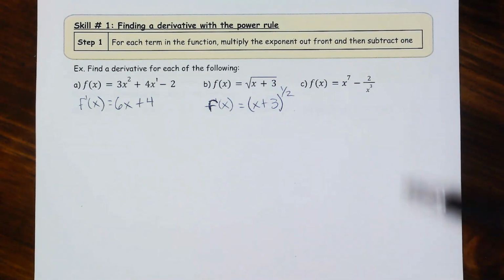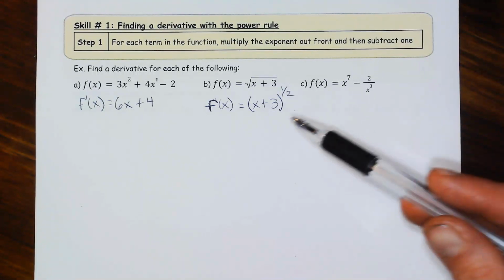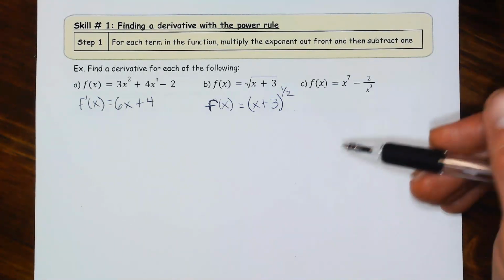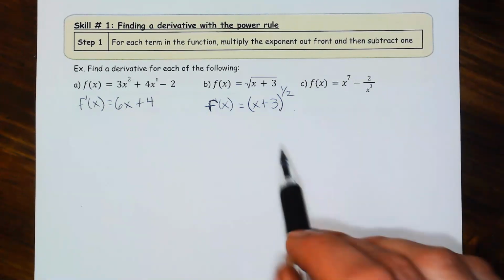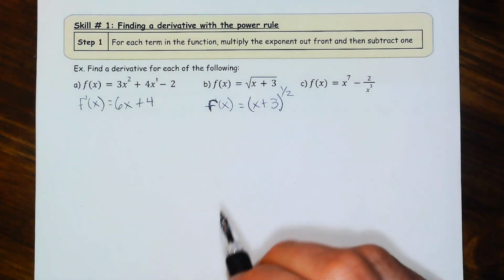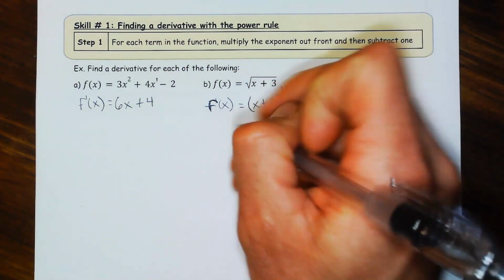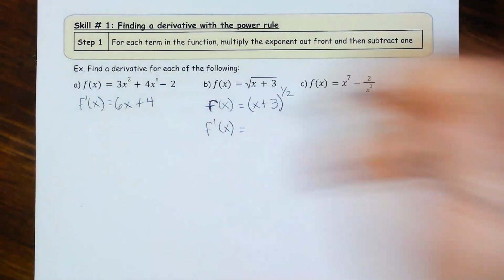Now, this one actually uses the chain rule, which we'll talk about a little bit later. But the chain rule ends up having us multiply by 1, so we can kind of skip over it for now. But I wanted to show you this square root example so you had an opportunity to look at that. So this is equal to f prime of x now that I've rewritten.